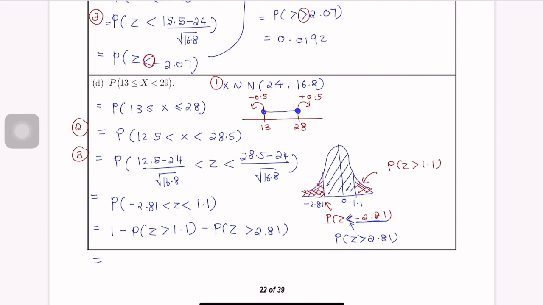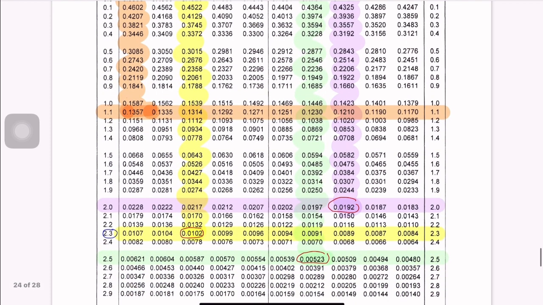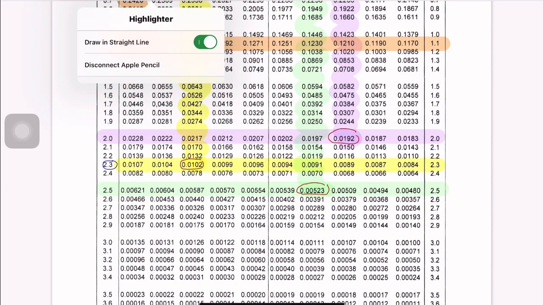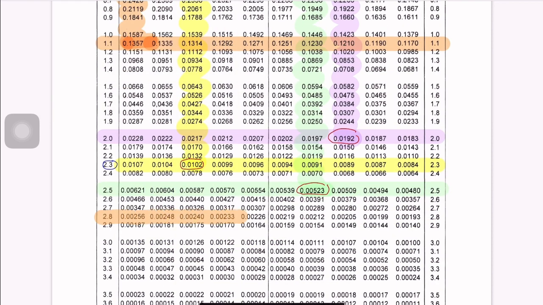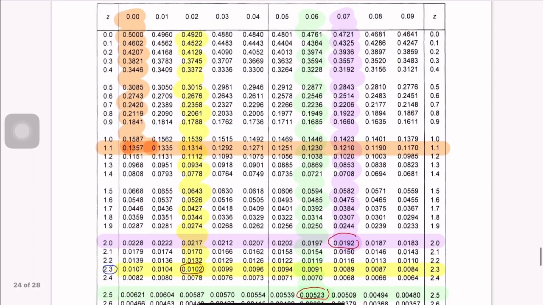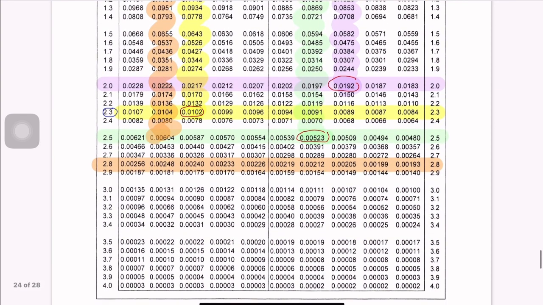So 1 minus 0.1357 minus the probability z greater than 2.81. So let's look at the table again. 2.81. So 1 here. So where's our 2.8? So what is the value?